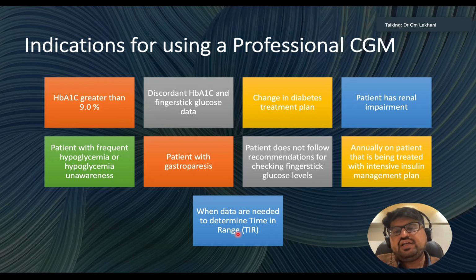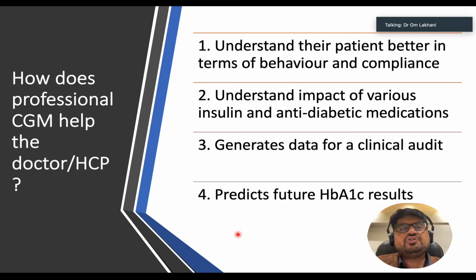And most importantly, to get the data about time in range, because I very strongly believe that HbA1c is eventually going to be replaced by time in range, because I still really believe that time in range is a better parameter of glycemic control than HbA1c. So this is where professional CGM really helps a doctor.